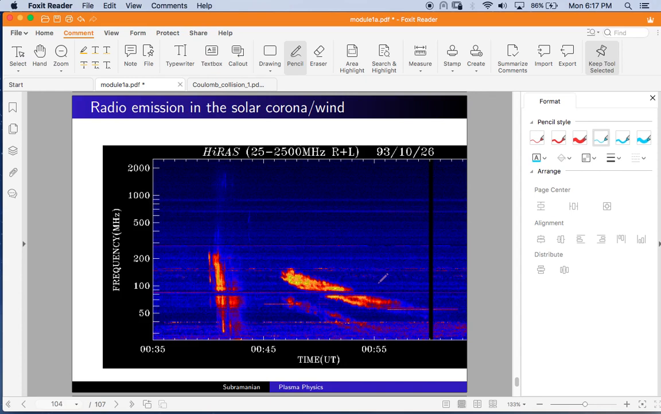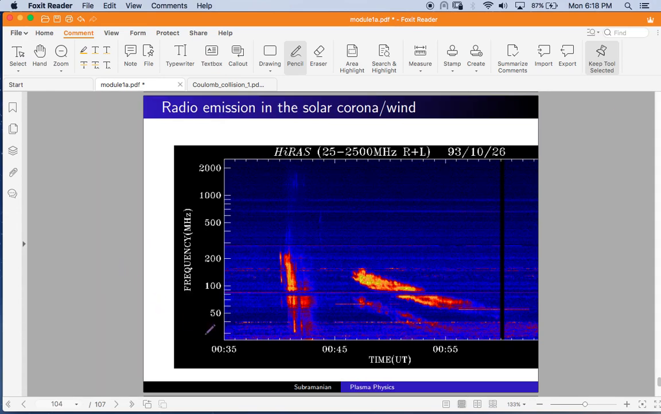What you see here is radio emission from the solar corona. I chose this example because it's kind of my field, and this is one of the few direct examples of the application of plasma frequency in astrophysics, at least near Earth astrophysics. Now, this diagram will take some explaining, and so let's do that.